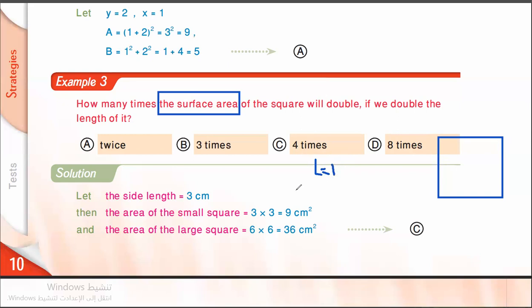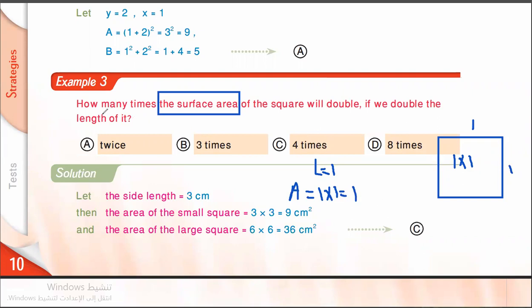Then what is the area? If L is 1, what is the area? When the length is 1, then the area will be what? The area, yes, 1 times 1 equals what? The surface area of the square is 1 times 1. Oh, sorry, it is 1, not 2.